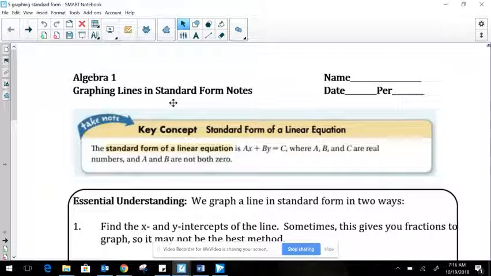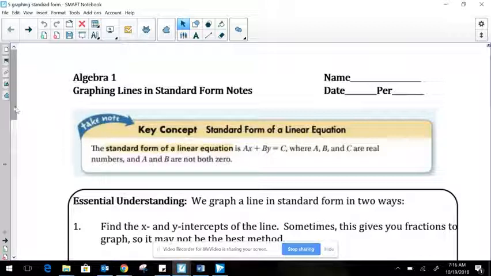Hi there. Today we are graphing lines in standard form. So you can see up here at the top of the notes, this is your standard form: Ax plus By equals C. These letters, A, B, and C, the capital ones, are all numbers when they give you an equation.